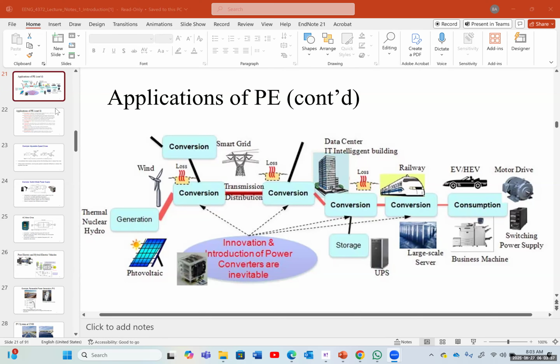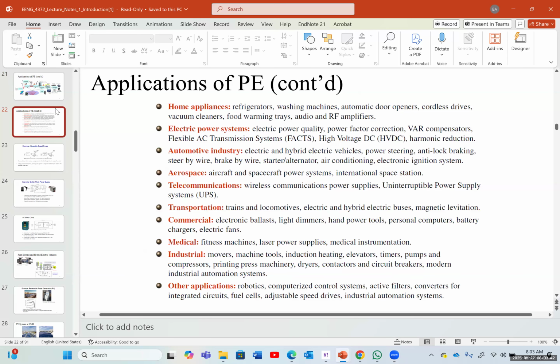So one thing that power electronics gives us is control over voltage, current, frequency, and that gives us power, a very powerful tool to use in a lot of applications. Some other applications of power electronics are in home appliances: refrigerators, washing machines, garage openers, vacuum cleaners, these cordless vacuum cleaners as well, and RF amplifiers and so on.